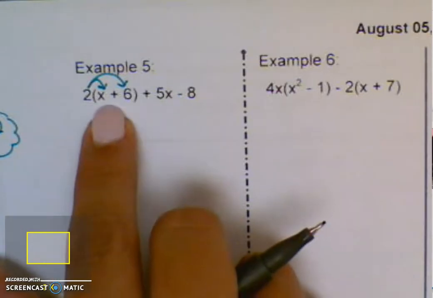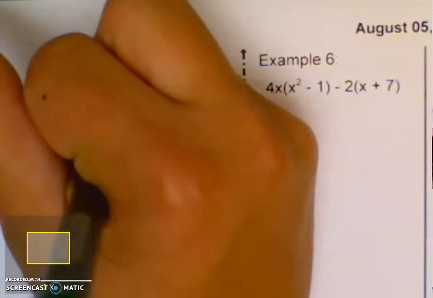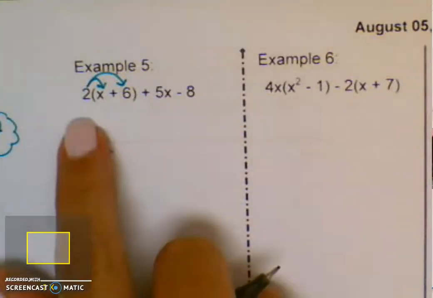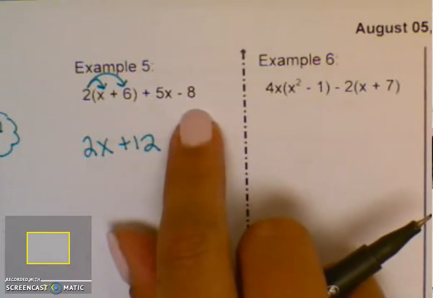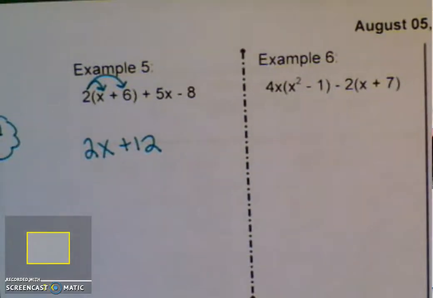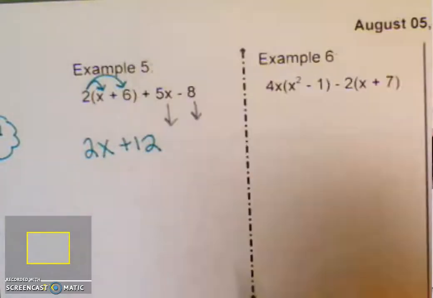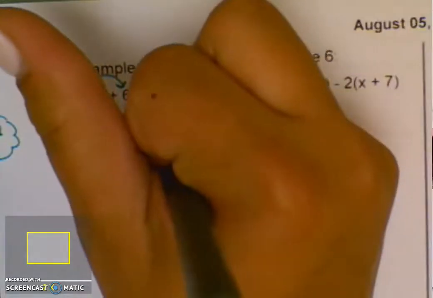So 2 times x is 2x. 2 times 6 should give you a 12. And then this part right here just comes down. We're not doing any math with it yet. It's just going to come down the exact same way it is. So plus 5x minus 8.